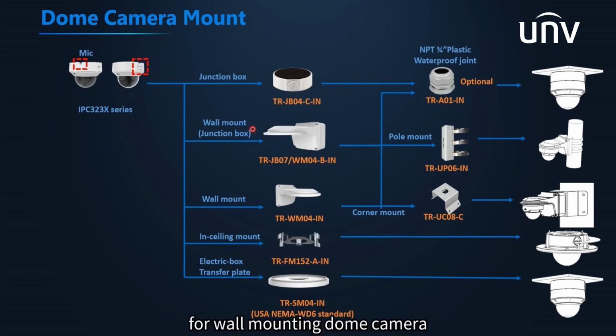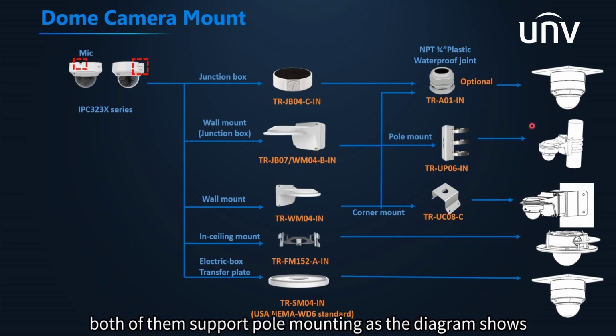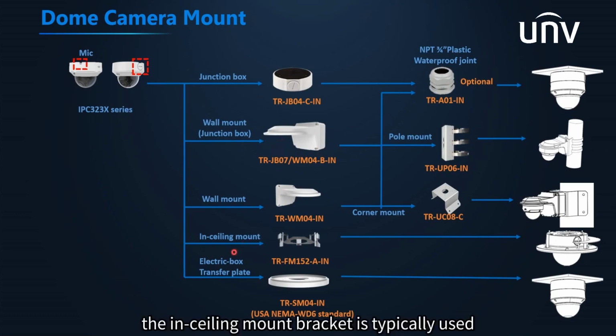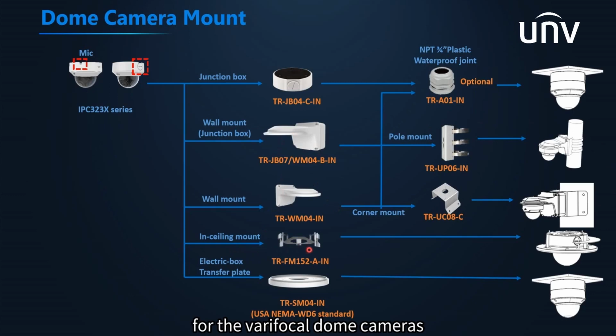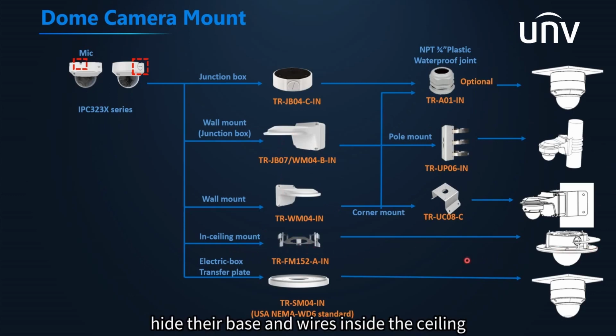For wall mounting dome cameras, there are two types of brackets. The only difference between them is that one has a junction box. Both of them support pole mounting, as the diagram shows. The in-ceiling mount bracket is typically used for the varifocal dome cameras. Cameras installed with this bracket hide their base and wires inside the ceiling, and only the camera cap might be seen.